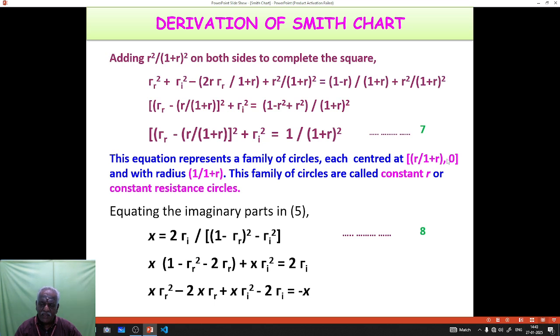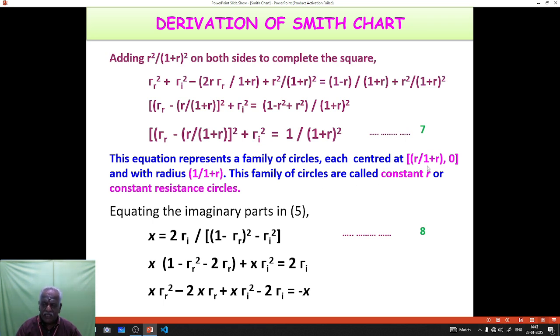The center is r by 1 plus r comma 0 and the radius is 1 plus 1 by r. The general equation of a circle is x minus a the whole square plus y minus b the whole square is equal to c square, where a comma b is the center and c is the radius. In this fashion we have determined the radius and the center of the r circle.